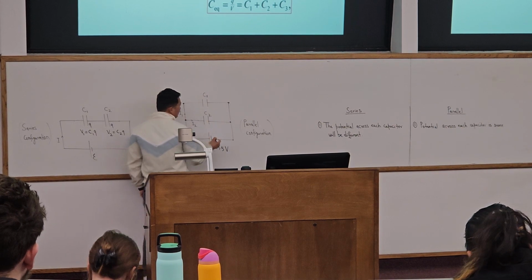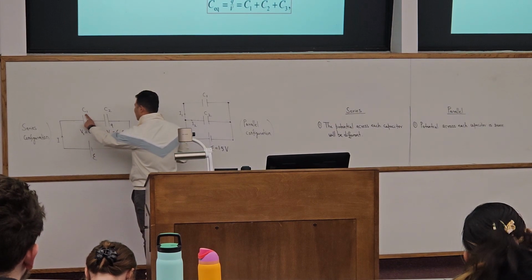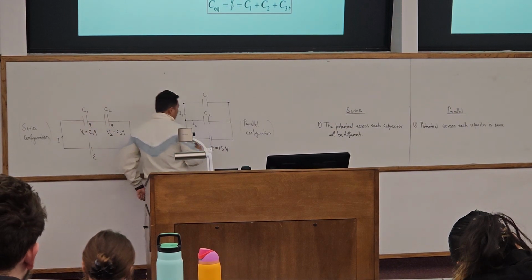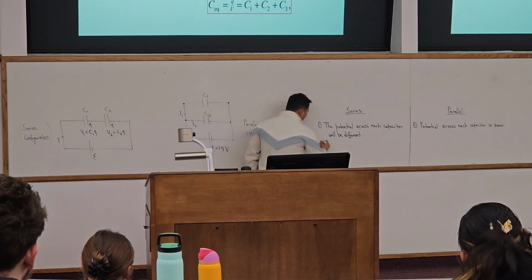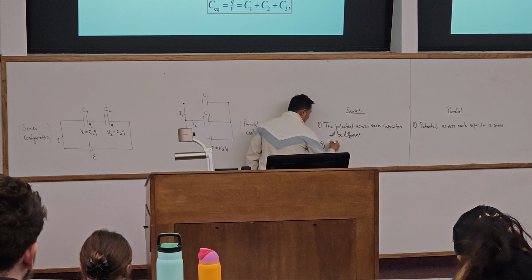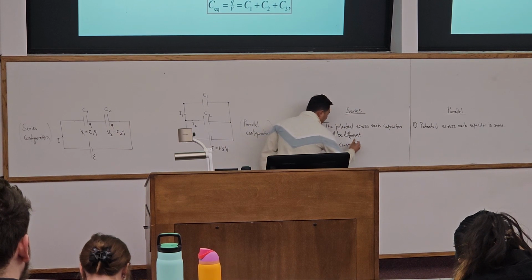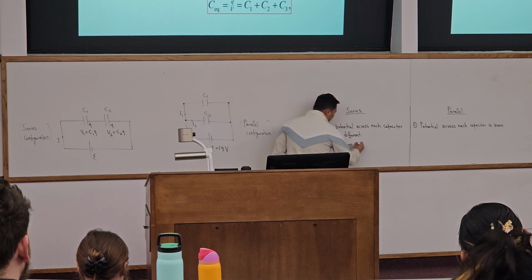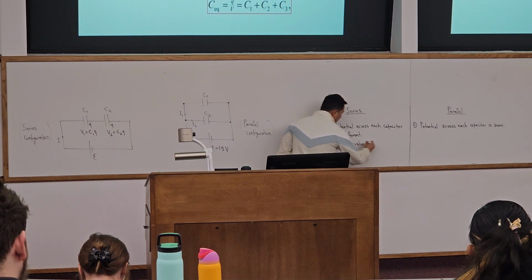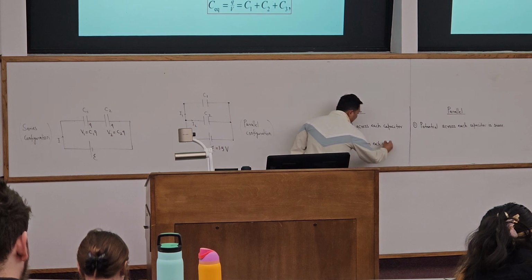In series, you have the same charge Q stored on each capacitor. Q is the charge. In C1, you have the same charge. That will be the same on each capacitor.